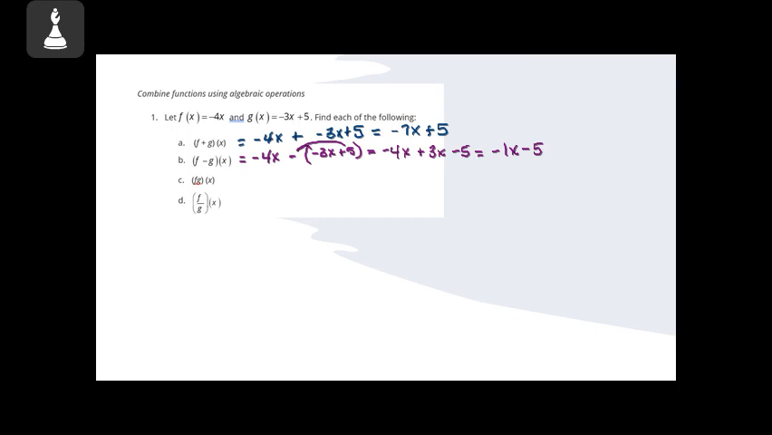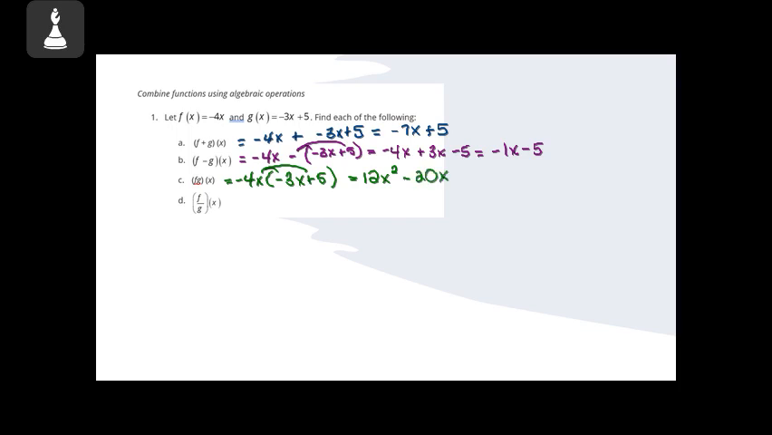C says find f times g of x. So it wants us to take f, which is negative 4x, and multiply it by g's function, negative 3x plus 5, which means we're going to distribute. Negative 4 times negative 3 is positive 12. X times x is x squared. Negative 4 times 5 is negative 20. Carry the x.